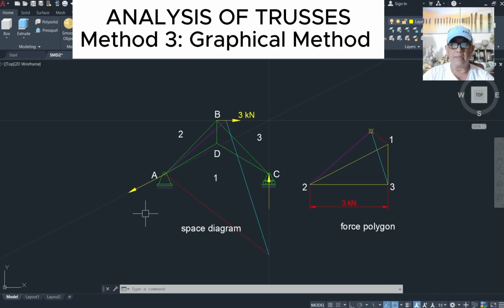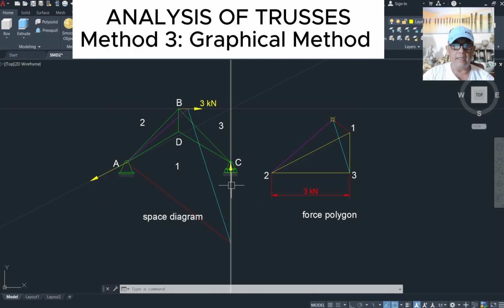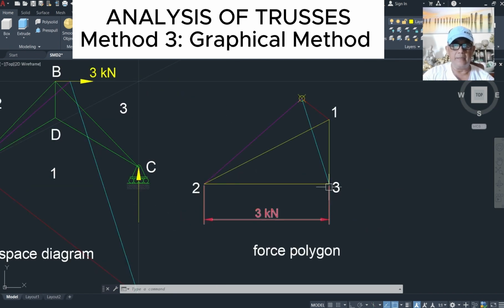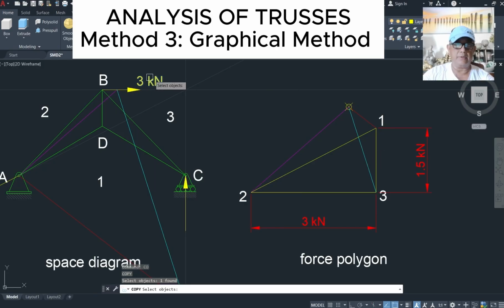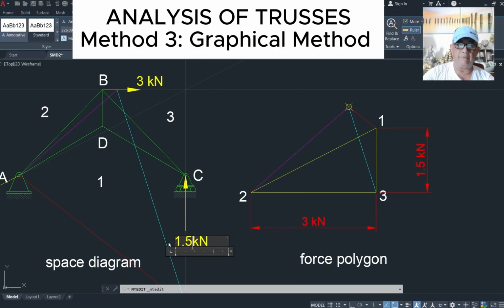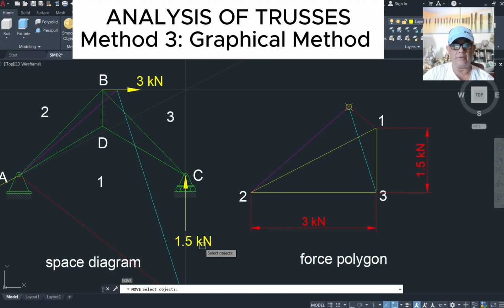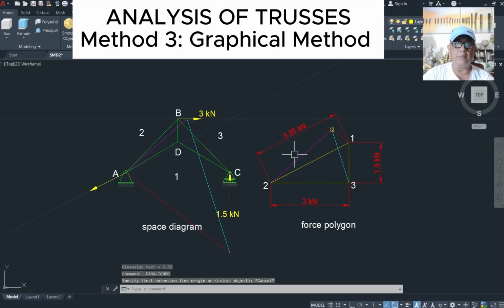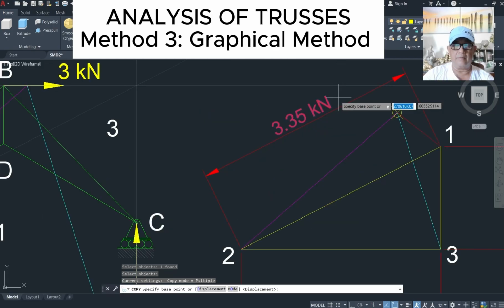Okay, so how much is our reaction? Our reaction RC is 3, 1. So that's 3, 1 going up like this. And how much is that? Let's just measure this one. That's 1.5 kilonewtons. And how much is this? That is 3.35 kilonewtons.